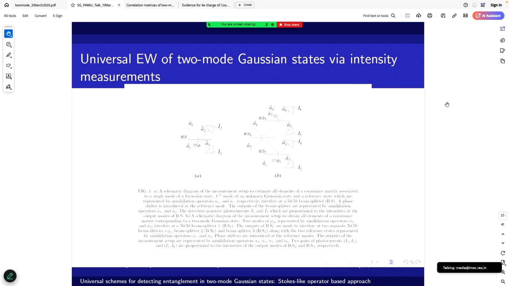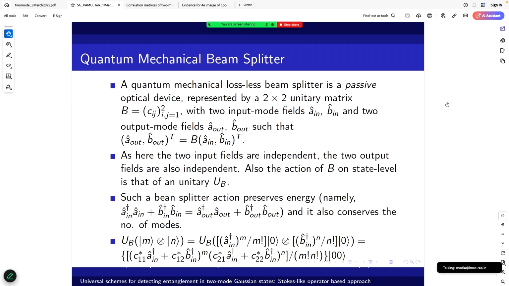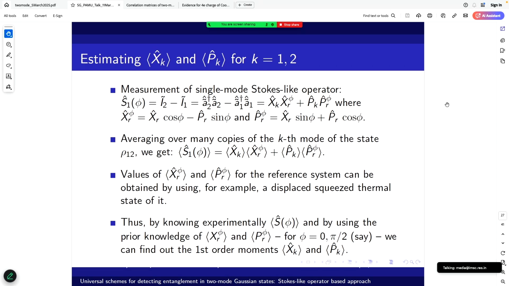So, this is the same intensity measurement that we are doing. You do not have to go through this lossless beam splitter, that is fine. I prepared this for some kits, so I had to write all these things. So, this is your measurement: first, estimating the average values.